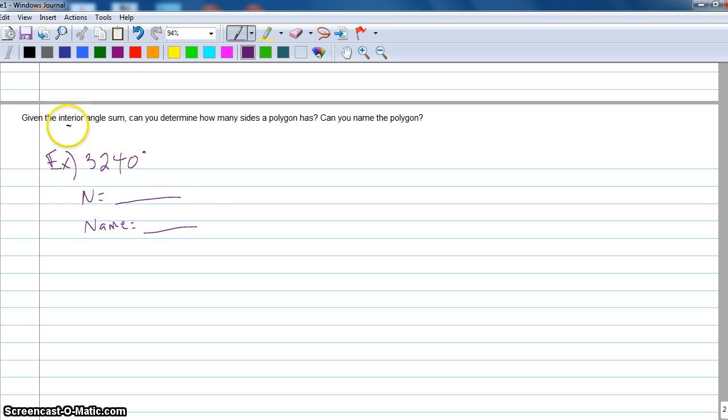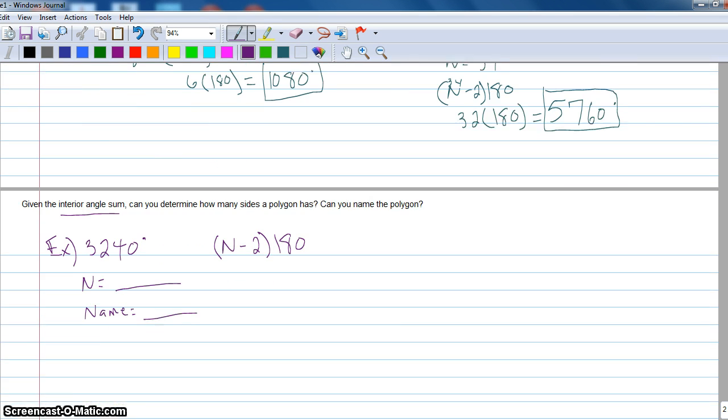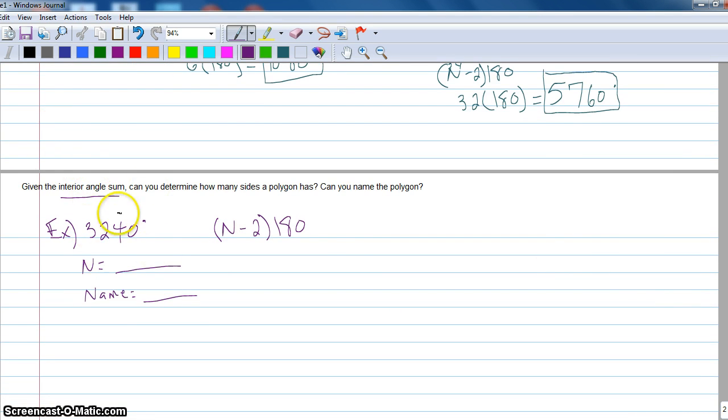Well, since this is the interior angle sum, the only formula you know is n minus 2 times 180. N is the number of sides. Do we know the number of sides? No. When you plug in this formula like we did over here, it gave us the big number, all the angles when you added them. Over here, you already have that number. You already know what it equals. It already equals 3,240. And we solve.